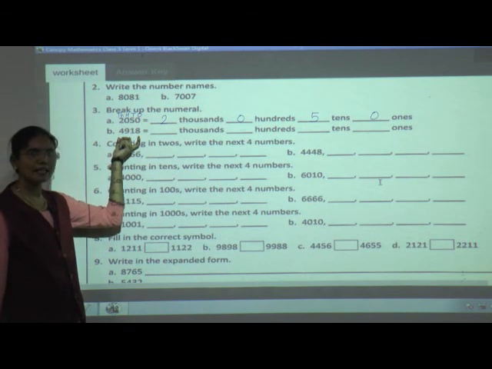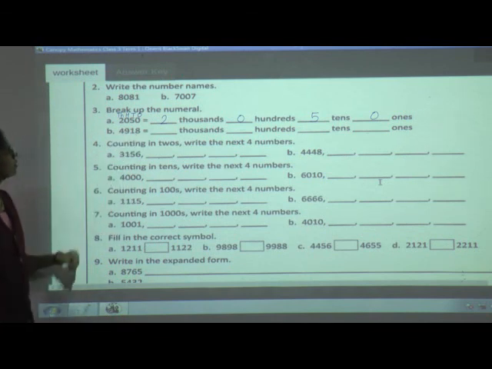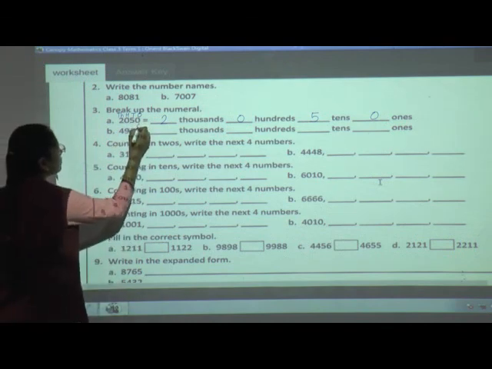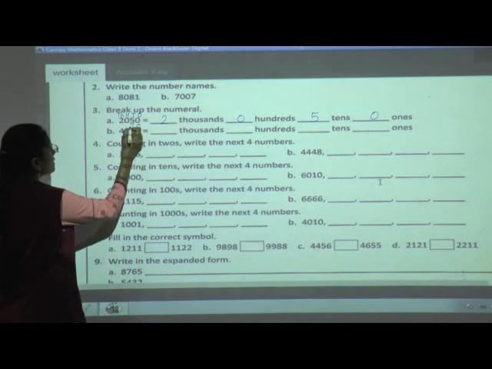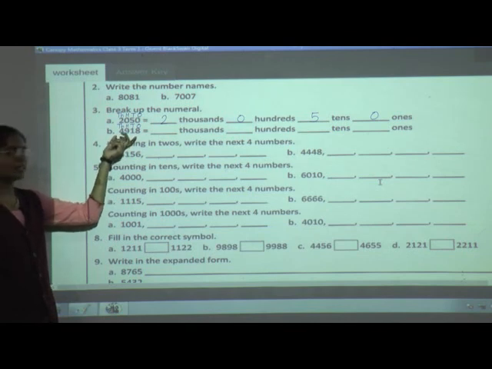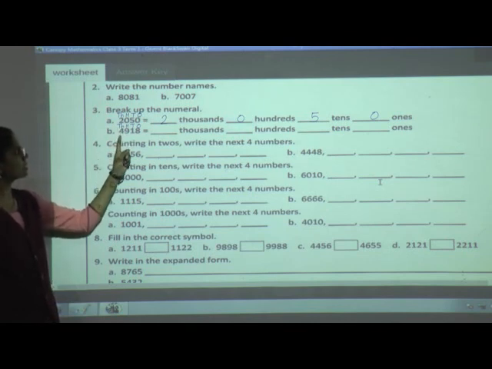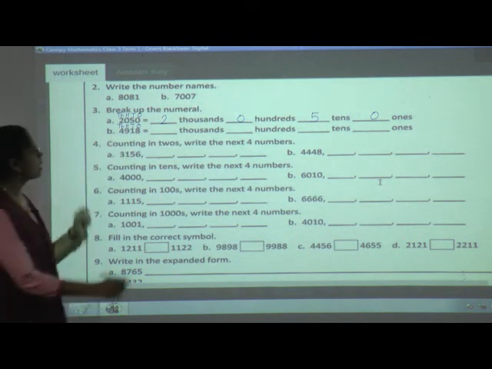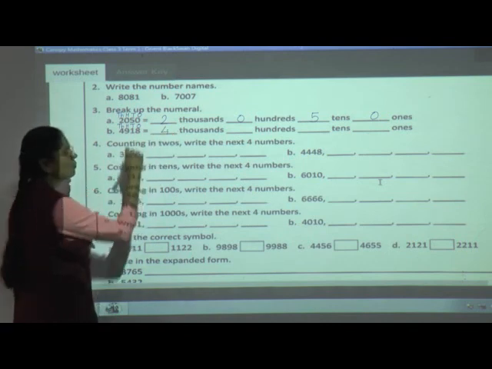Now see this second question. B1. The number is 4918. Now again we will write their places: ones, tens, hundreds and thousands. Now you only see the number and tell me the answer. At thousands place which number is there? Yes, at thousands place 4 is there. So there are 4000. So we will write here 4.